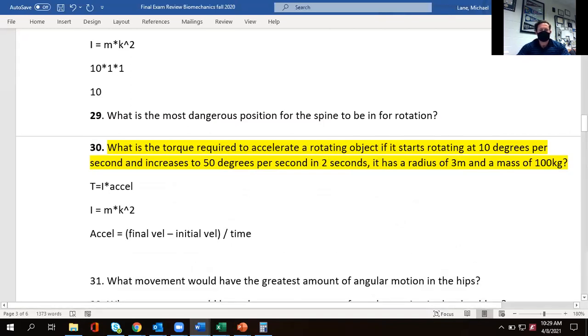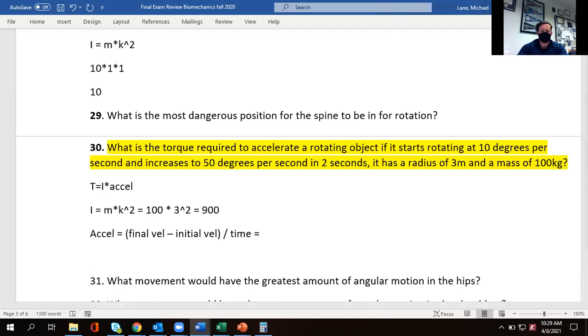So to solve for this first one, well, mass is 100 kilograms, and then our radius is going to be 3. So 3 times 3 is 9. 9 times 100 is 900. We solve for inertia.